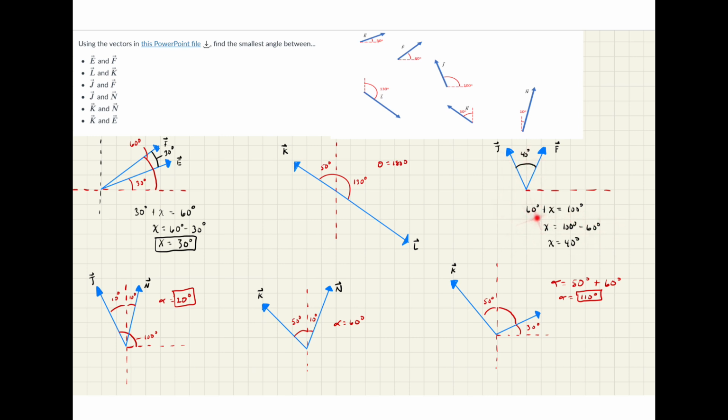And here we get 60. We want to find this angle, which we can say is X. So for X, we get 40 degrees. Moving on to the next one, we have J and N.